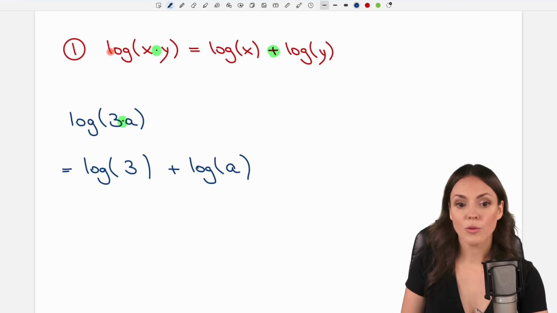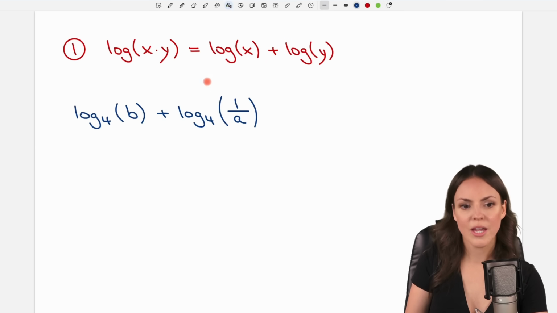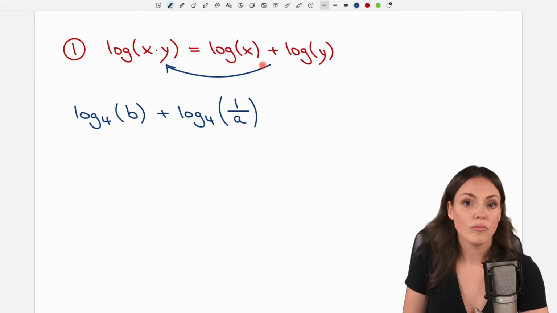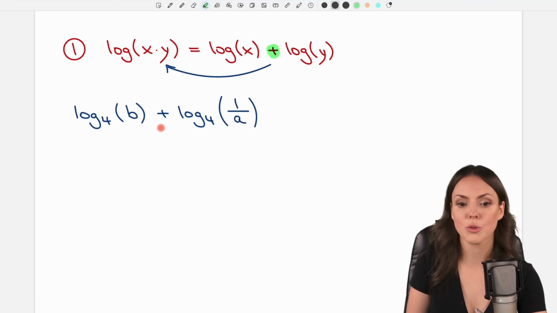So we use the rule from the left side to the right side, but in our second example, that is here, we're still going to apply the first rule, but this time from the right side to the left side, because it also helps us if we have 2 separate logarithms that are connected by a plus. What do we have here? 2 separate logarithms connected by a plus, and this rule also tells us now that we can connect these 2 logarithms and write it as just one big logarithm.